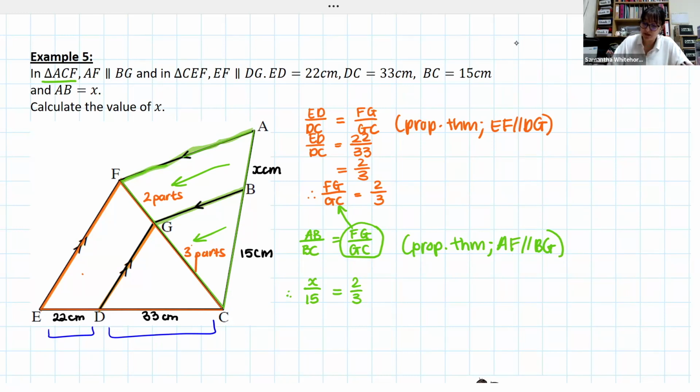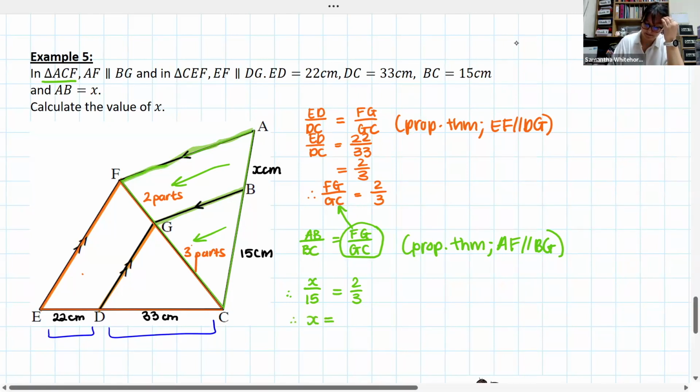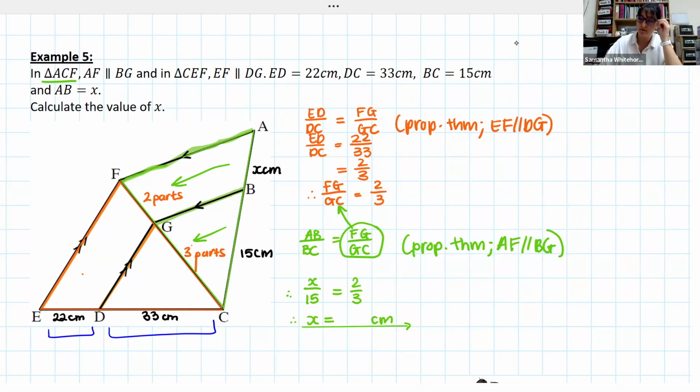Okay, so 30 seconds. Quickly tell me what the length of X is. Some of you are on it. Nice, guys. Exactly. X is equal to 10 centimeters.